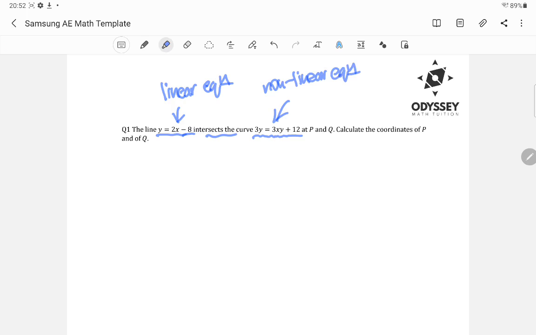So basically, this line intersects this curve at 2 points, point P and point Q. The question asks you to calculate the coordinates of the points P and Q. In order to do that, we need to solve simultaneous equations. The first equation is y equals 2x minus 8, and the second equation is 3y equals 3xy plus 12. So we will be solving these two equations simultaneously.